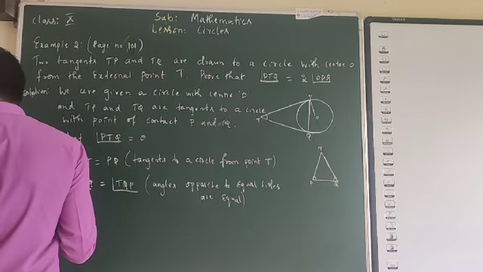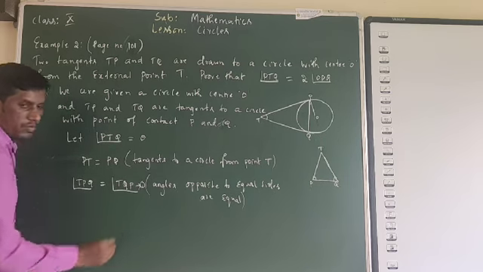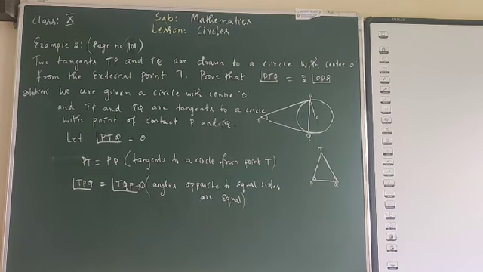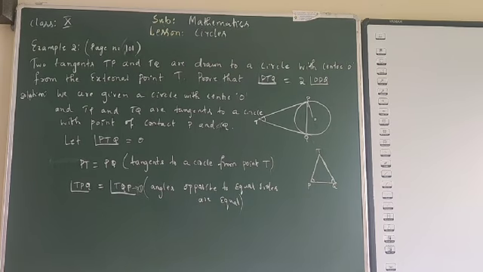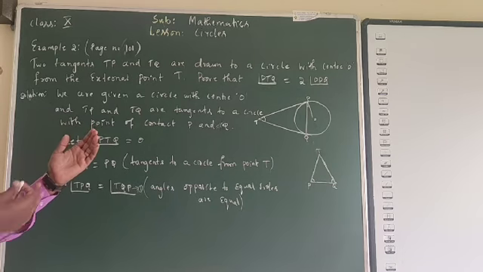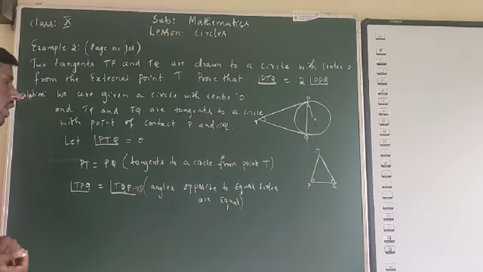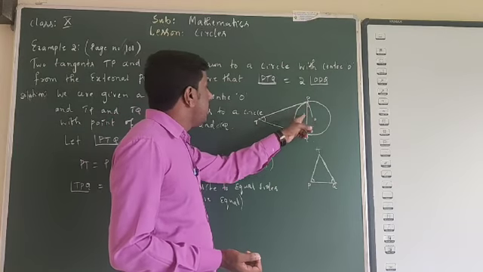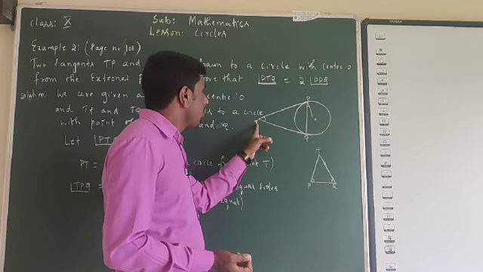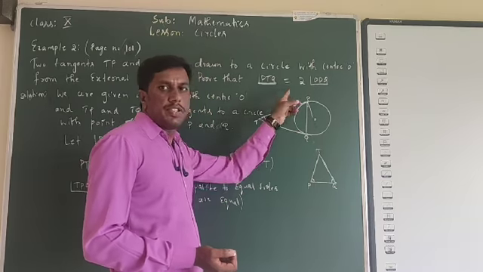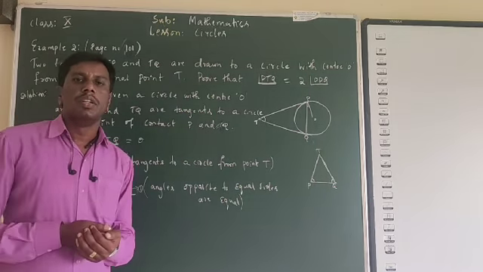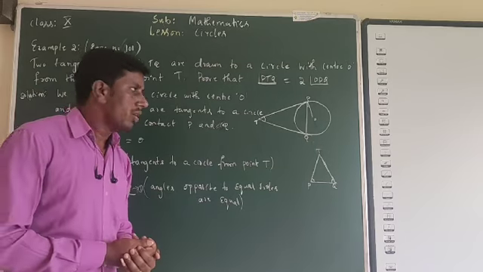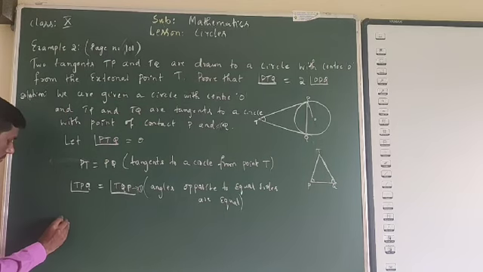We will call it equation 1. So angle TPQ is equal to TQP because angles opposite to equal sides are equal. Okay. Now in triangle TPQ we know that the sum of all the interior angles will be equal to 180 degrees. That is the angle sum property of a triangle. So if you add all these three angles, that must be equal to how much? 180 degrees, right?